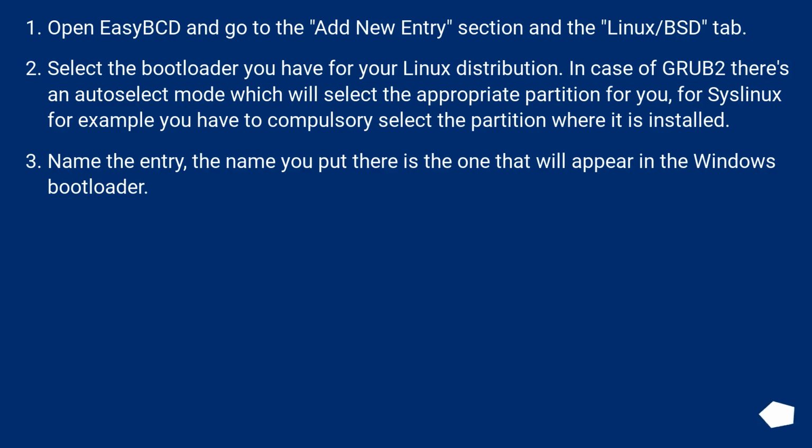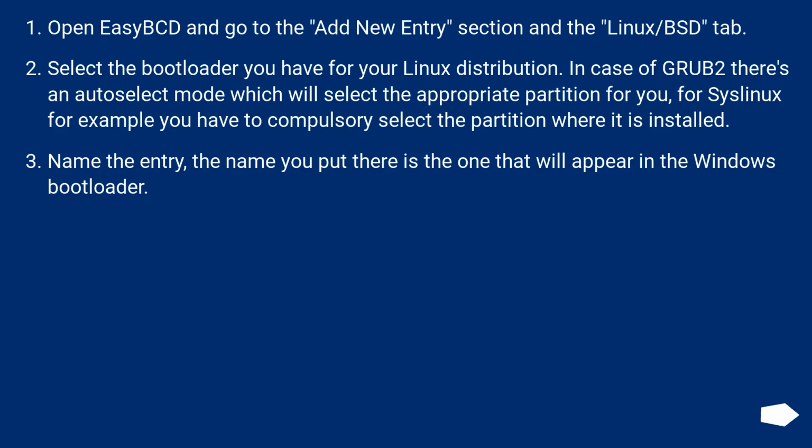Open EasyBoot and go to the Add New Entry section in the Linux/BSD tab. Select the bootloader you have for your Linux distribution. In case of Grub 2, there's an auto-select mode which will select the appropriate partition for you. For SysLinux, for example, you have to compulsorily select the partition where it is installed.